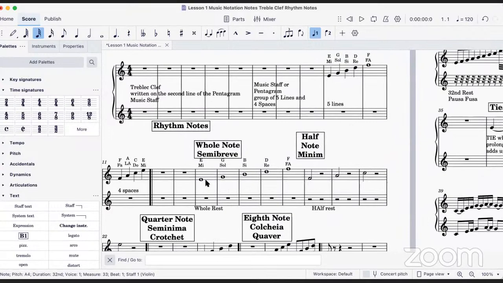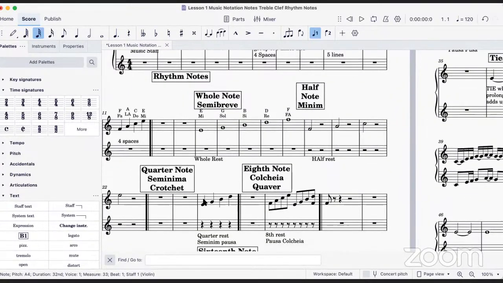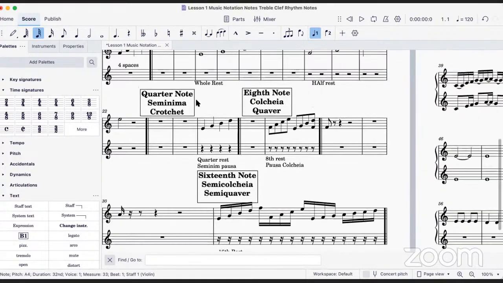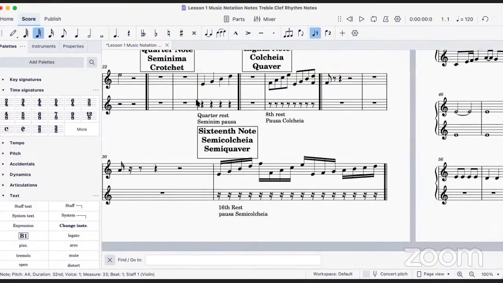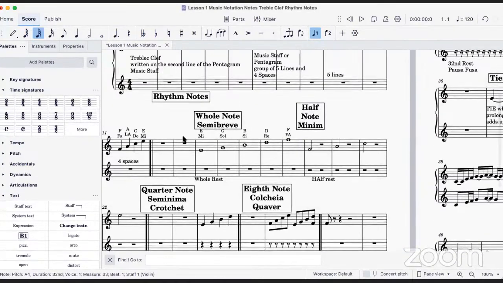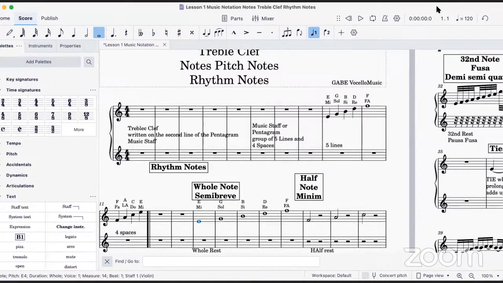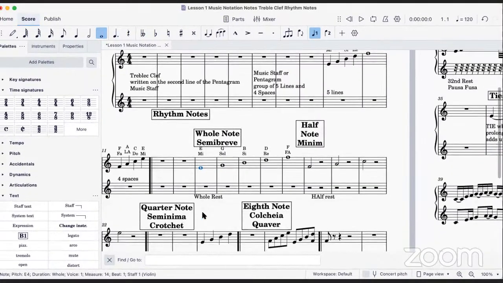So half note is half of the whole note. Quarter note is half of the half note, and one quarter of the whole note. Eighth note is half of the quarter note, one quarter of the half note, and one eighth of the whole note. What does this mean in music? How do I perform it? For example, we are going to use the quarter note as a reference. One whole note is equal to 4 quarter notes.